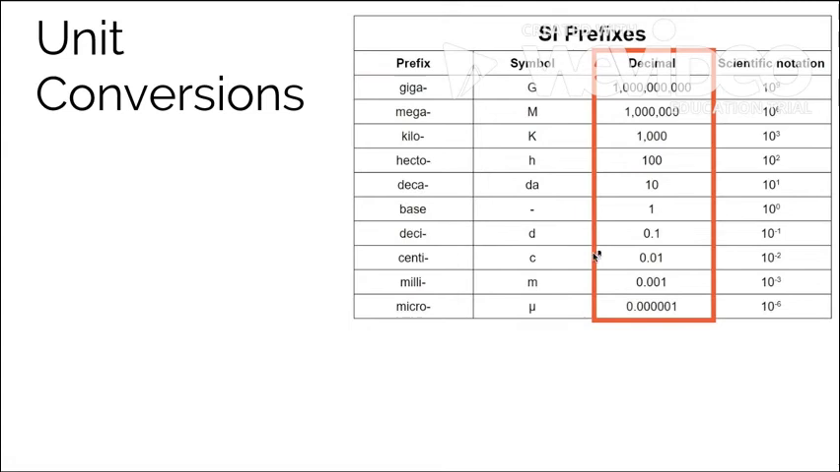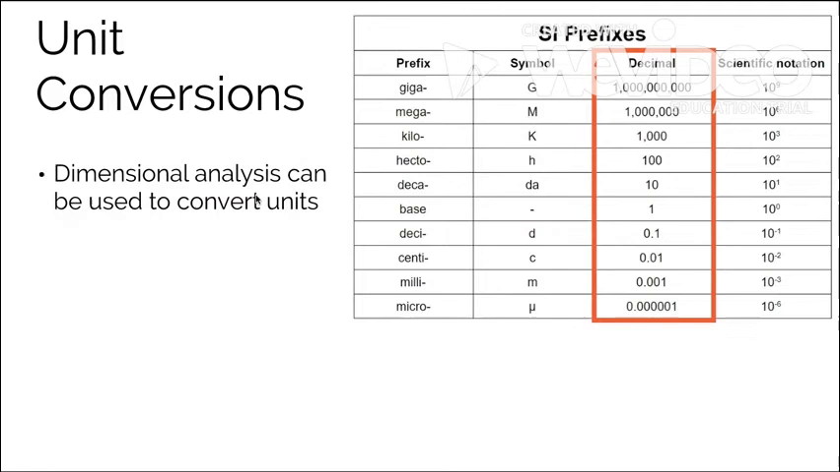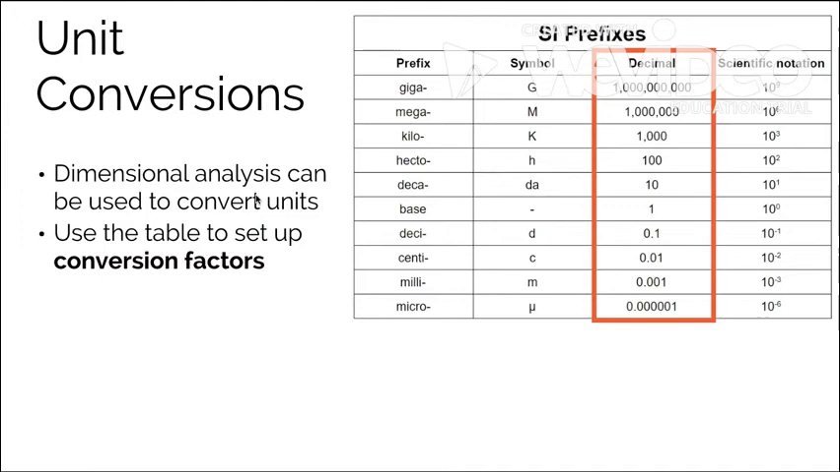So now we can use that skill of dimensional analysis that we just learned to convert between these units, and it'll make it a lot easier to keep track of what's changing to what and what your new values are. All right, so now we can use this SI prefixes table. Make sure that you save it somewhere that you can see it again, because we can use this to set up our conversion factors.